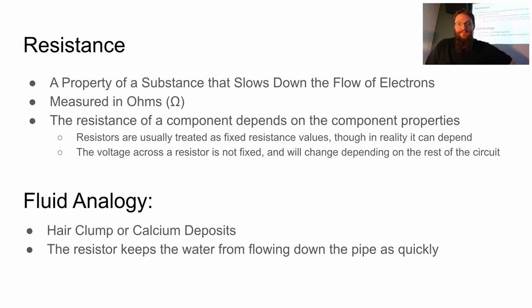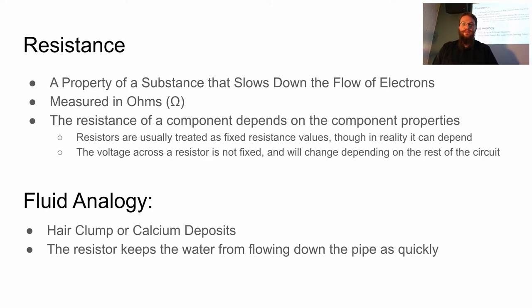So the resistance of a component depends on the component's properties. Typically, resistors are treated as a fixed value. So you buy a resistor and it just comes in a resistance number like 100 ohms, and that's an intrinsic property of the material. But in reality, it's more complicated than that. Resistors have data sheets, and if you pump a lot more current through it, it'll heat up and the material properties will change. 99% of the time, the number written on the resistor is close enough to reality that you don't need to worry about that.